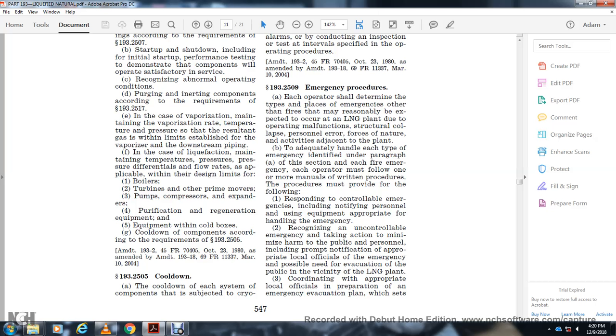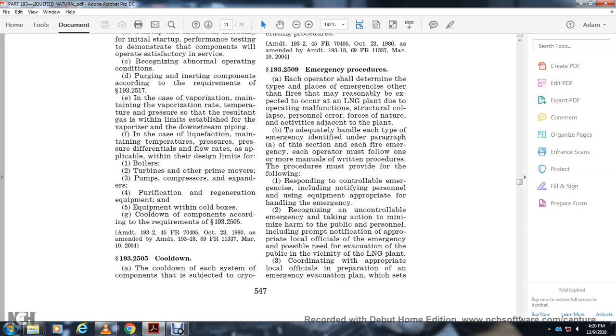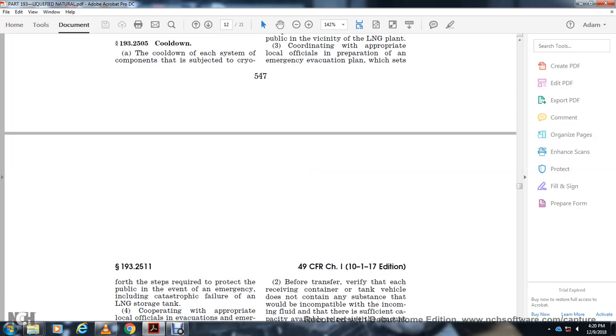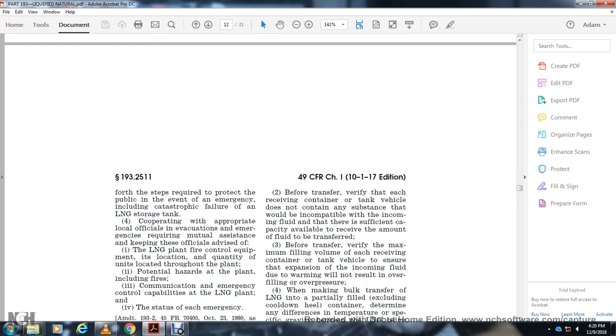The procedures must be provided in the following: responding to controllable emergencies and identifying the notifiable persons, using the equipment, and appropriately handling the emergency; recognizing an uncontrollable emergency and taking action to minimize harm to the public and personnel, including prompt notification of appropriate local officials of the emergency and the possible need for evacuation of the public in the vicinity of the liquid natural gas facility; coordinating with appropriate local officials for the preparation of an emergency evacuation plan, which sets forth the steps required to protect the public in the event of an emergency, including the catastrophic failure of a liquid natural gas storage tank; and cooperating with local officials for the evacuation of the emergency, requesting mutual assistance, and keeping the officials advised.